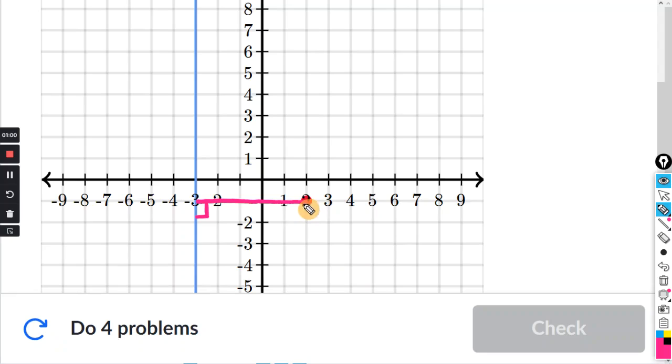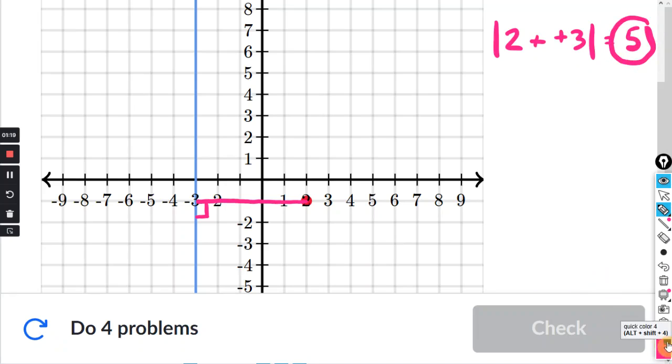And we just went from 2 to -3. So if you did the absolute value of 2 minus -3, that is just 5. The two negatives make it positive, and that's just 5. So nothing to calculate there, really. You can even just count the units. If you go from this point, 1, 2, 3, 4, 5. So if it's a horizontal or vertical line, it's very easy.